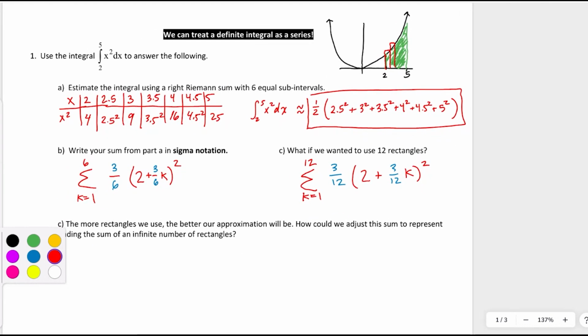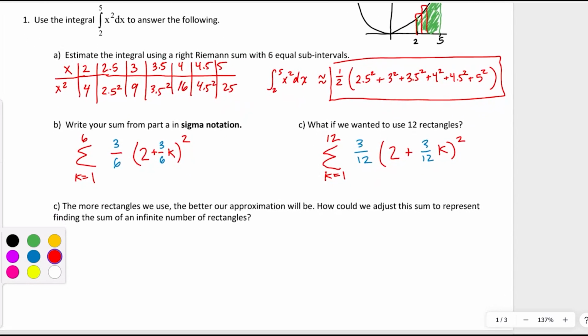Okay, so this is good. We just improved our estimation, but we want to improve our estimation to the point where it's no longer an estimation, but the exact value. And that means increasing the number of rectangles to infinity.